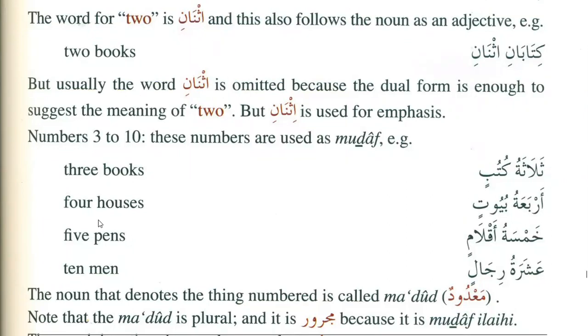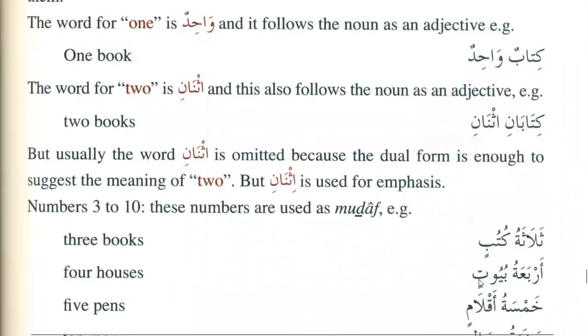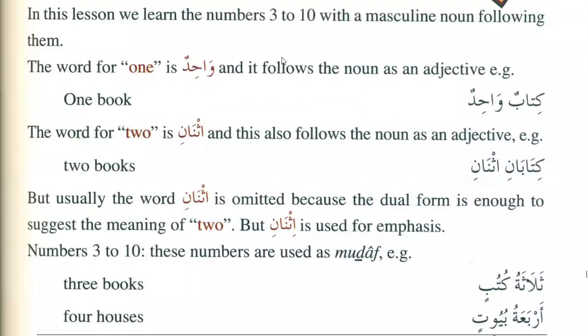Four is adad and houses is madud. Five is adad and pen is madud. 10 is adad and rijal is madud. In 1 and 2, adad and madud follows the rule of naat and manut.